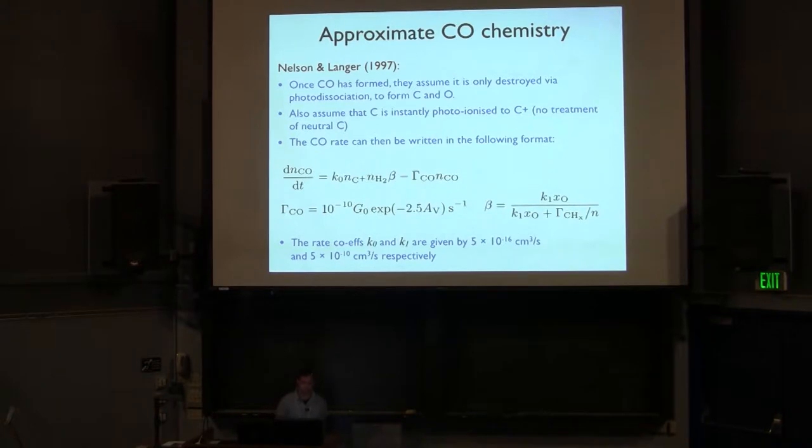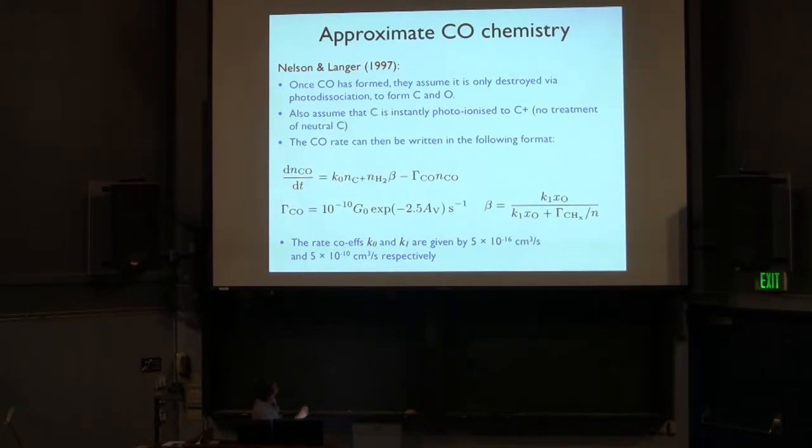And when the CO has been dissociated, you then assume that it very, very rapidly gets ionized back into singly ionized carbon, which is the form which dominates in the ISM. So again, you're not following that neutral carbon species in the middle. And so what you can do now is just write the reaction rate for the number density of CO in this one line here.